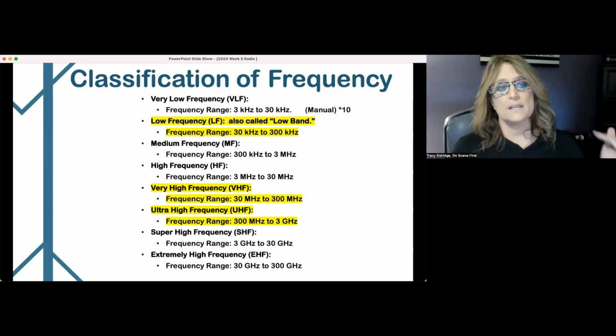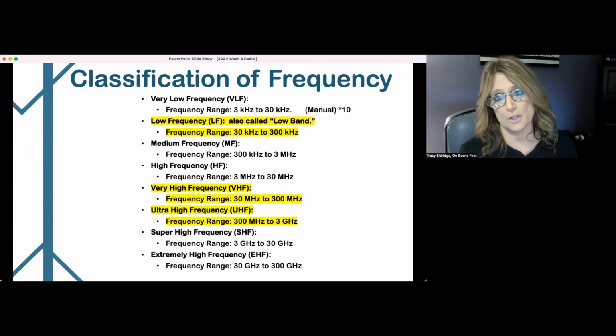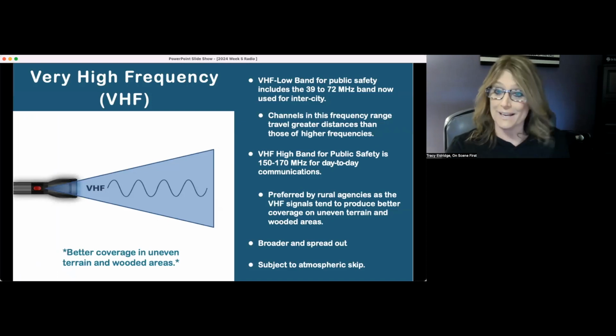The low frequency, the very high frequency, and the ultra high frequency, LF, VHF, and UHF. The questions are probably going to be concentrated on VHF and UHF, so you need to know the differences between those. Let's break it down in Tracy terms.